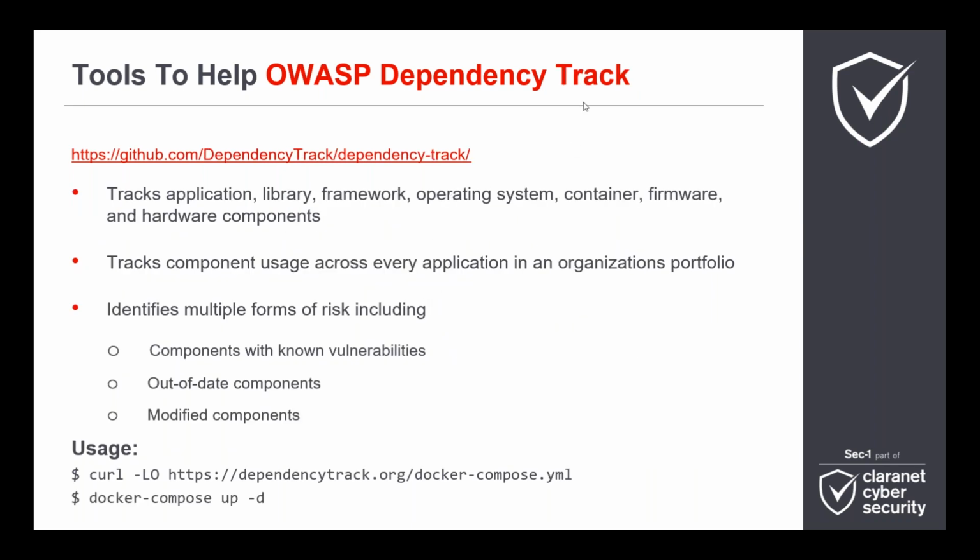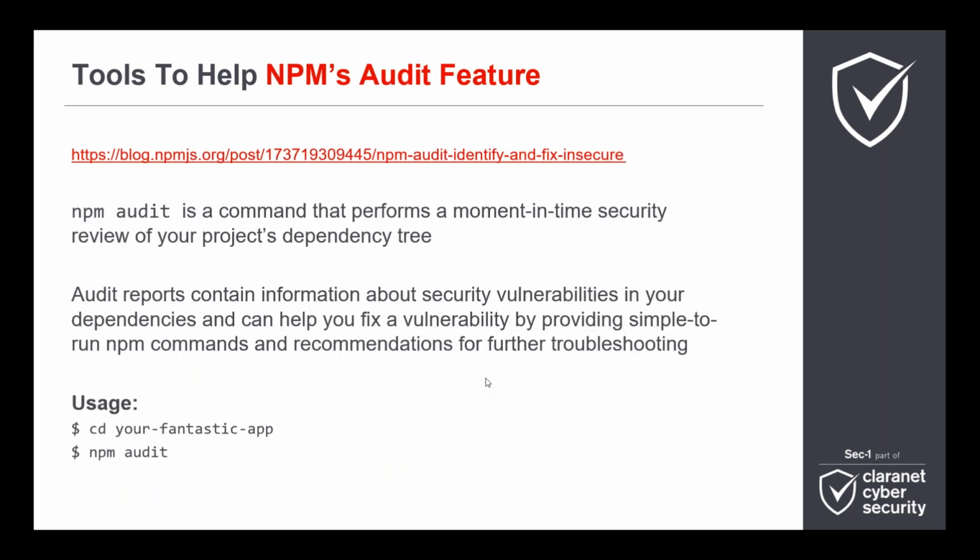Then we have Dependency-Track, which is more of a monolithic full enterprise approach. It's by OWASP as well. And this tracks application, library, framework, OS, container, firmware, and hardware components. So it checks the patch level of things essentially across your entire enterprise. You can track component usage across every application, and it will check for things like components with known vulnerabilities, out-of-date components, and modified components, importantly, just in case something gets modified without any kind of oversight.